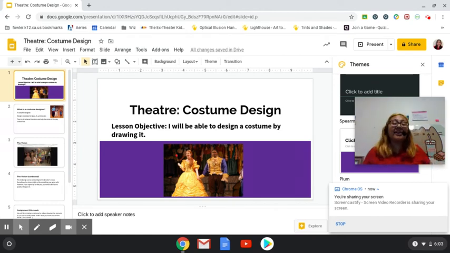So, we are going to kick off this week with costume designing. And I know a lot of you have had some experience with this if you were involved in the play or if you've been involved in any plays. So, we are going to practice being some costume designers this week.